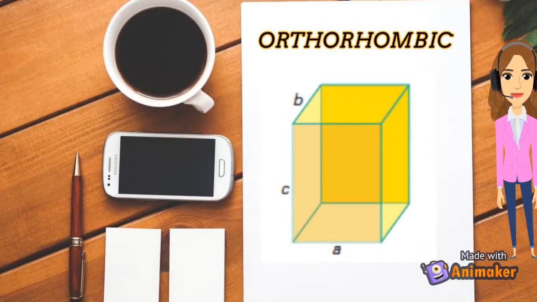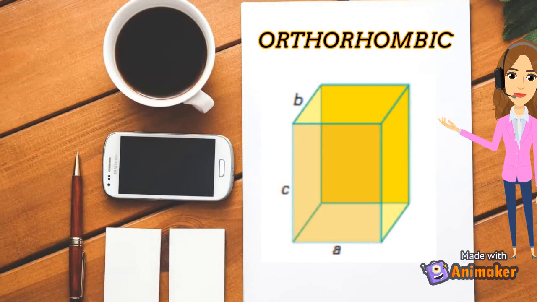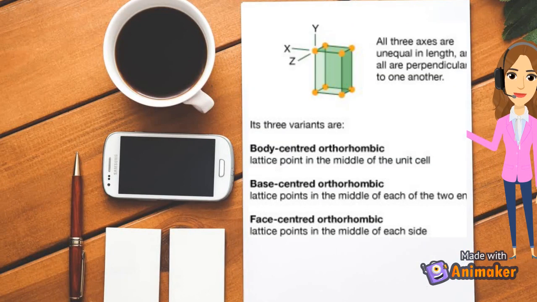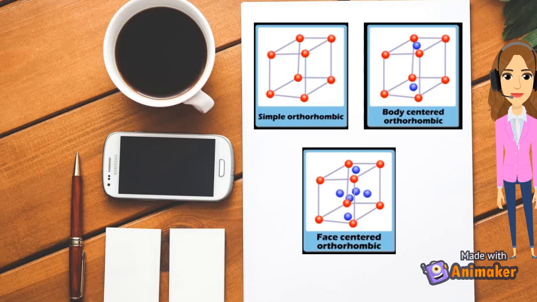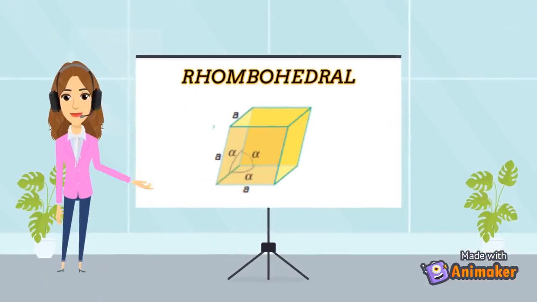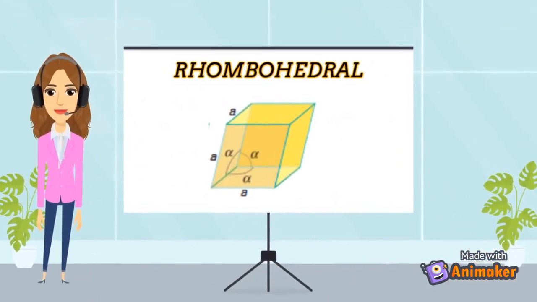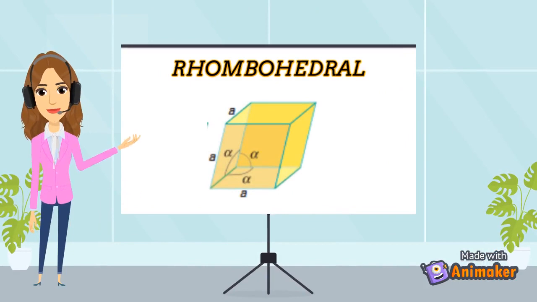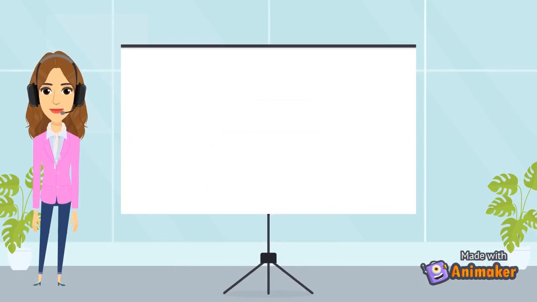Orthorhombic has 3 axes, all at right angles and perpendicular to each other. They are of different lengths and it contains several crystal shapes, like pyramids and double pyramids, and there are 3 types of orthorhombic systems, such as simple, body-centered and face-centered.